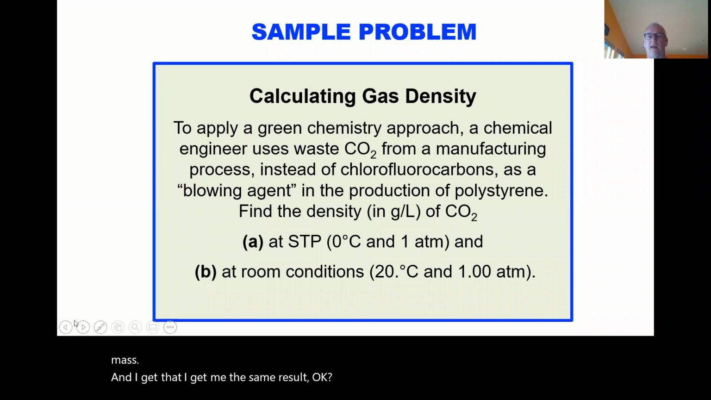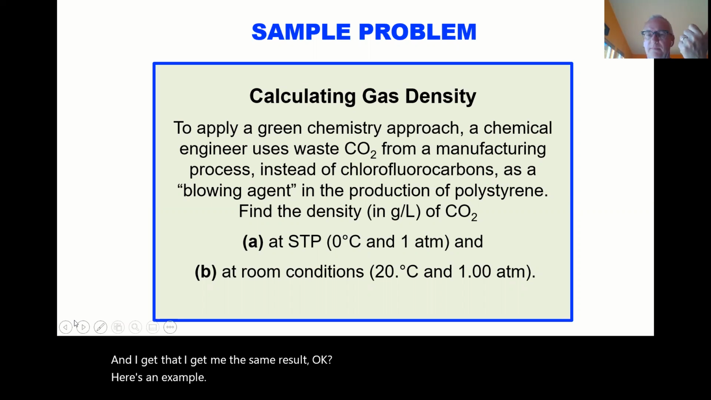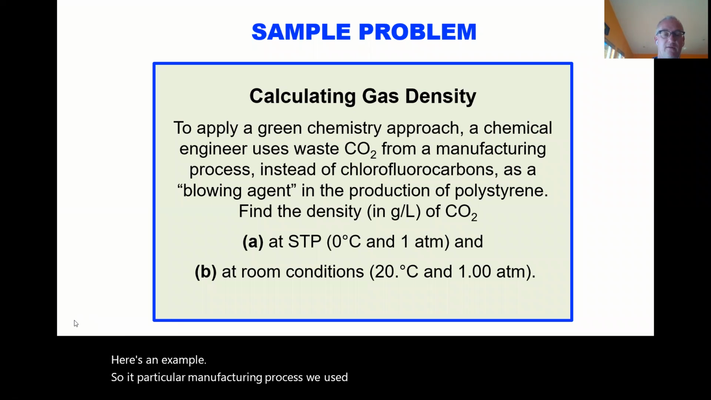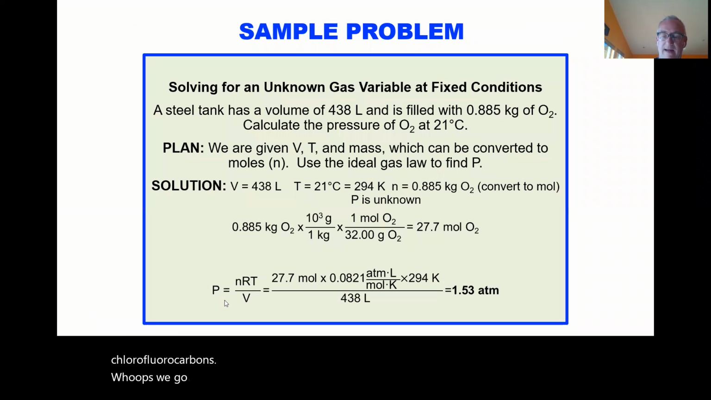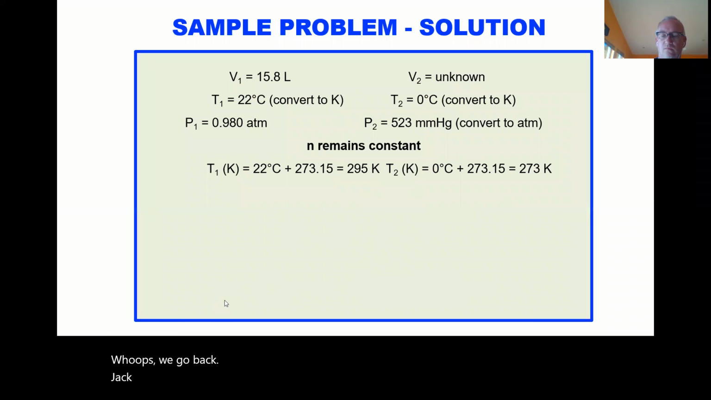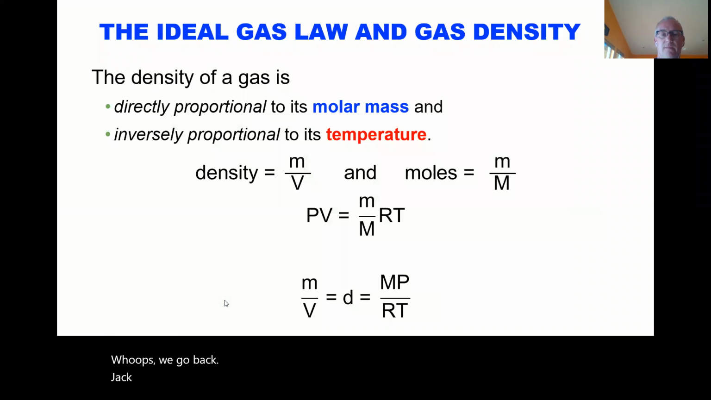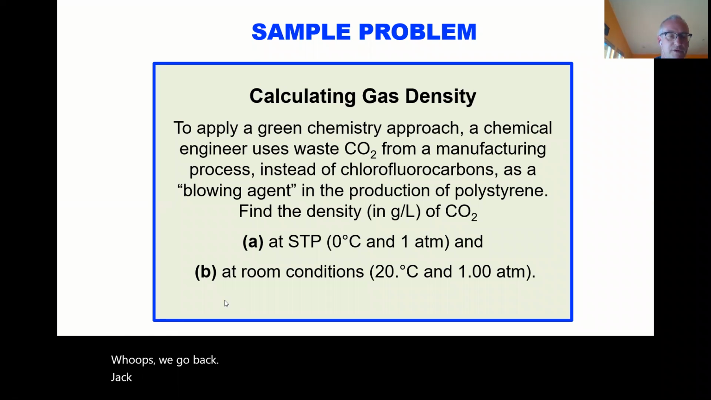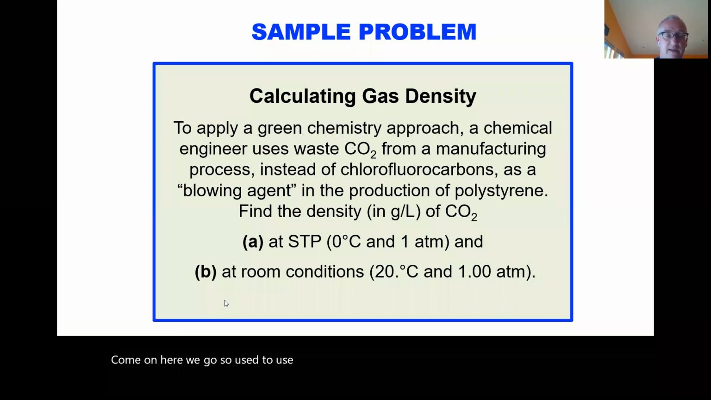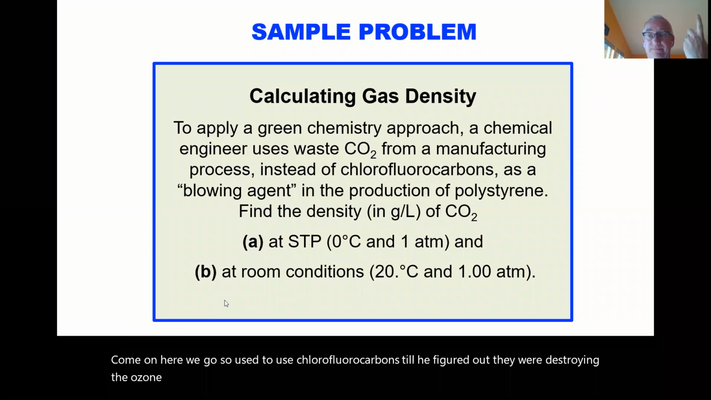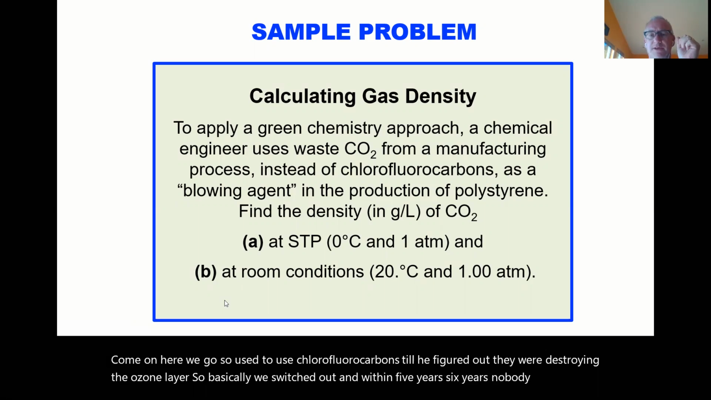Here's an example. So in a particular manufacturing process, we used to use these horrible things called chlorofluorocarbons. We figured out they were destroying the ozone layer. So basically we switched out, and within 5 or 6 years, nobody was using chlorofluorocarbons anymore.